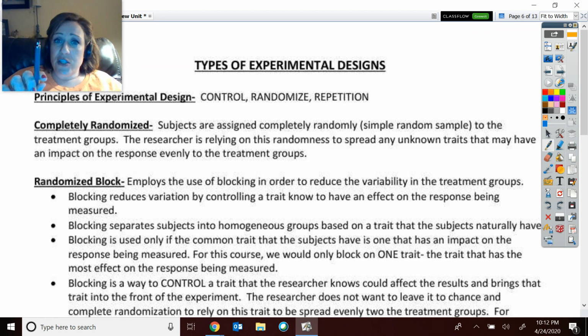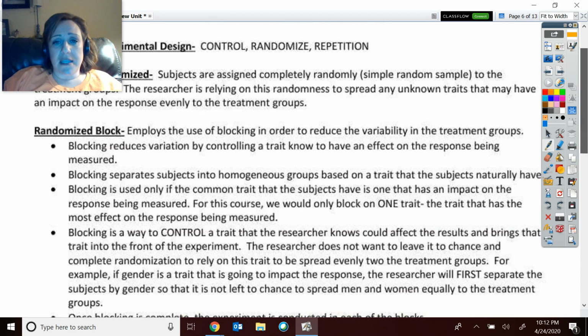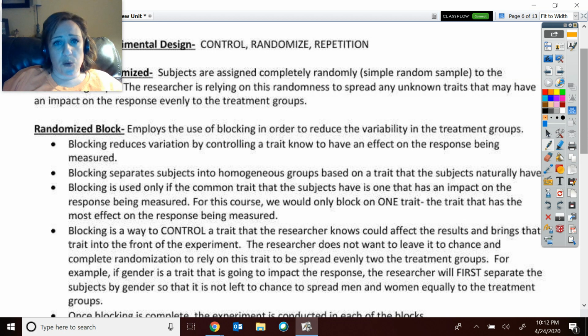However, if we think there's something we need to control, we can do that with the block. Okay? Remember this. Blocking reduces variation. Blocking reduces variation. Okay, that blocking is going to make those homogeneous groups.